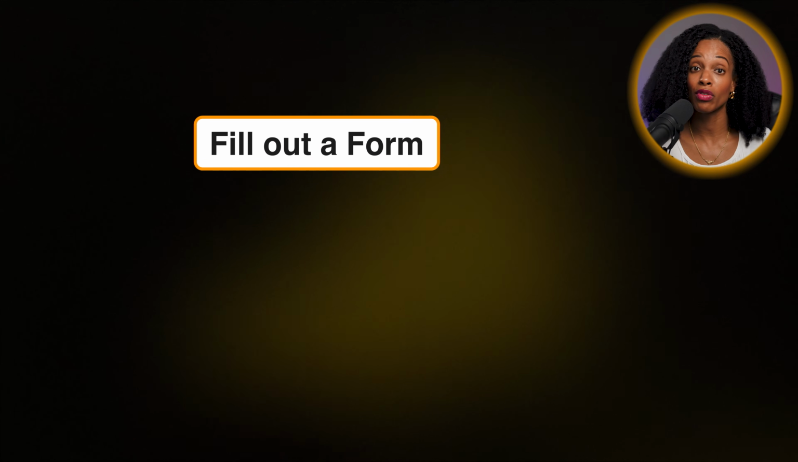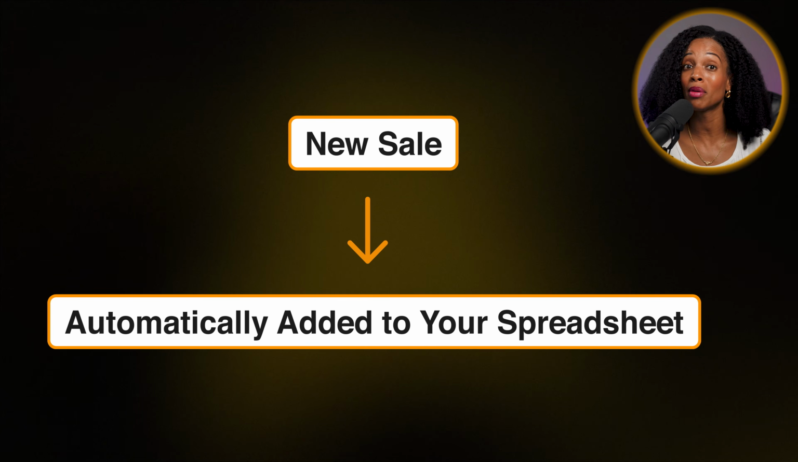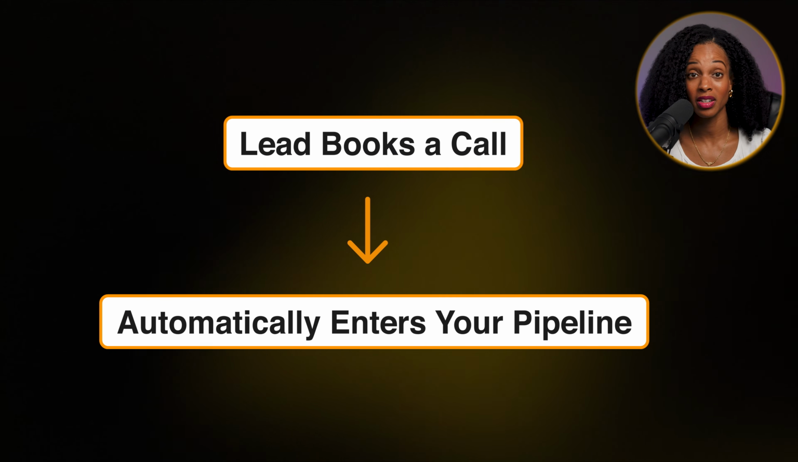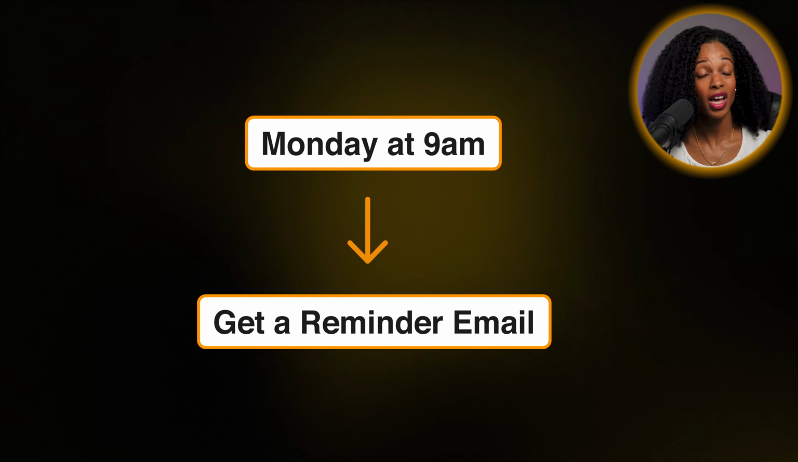You've probably seen automation in action even if you didn't know that's what it was called. For example, you fill out a form, you get an instant confirmation email. You have a new sale, it gets automatically updated to your spreadsheet. A lead books a call and automatically enters your pipeline. Monday at 9 a.m., you get a reminder email. All level 1 automation, and they work great.